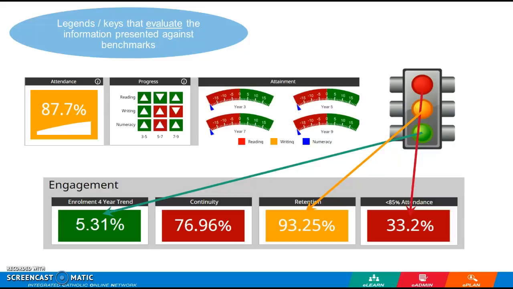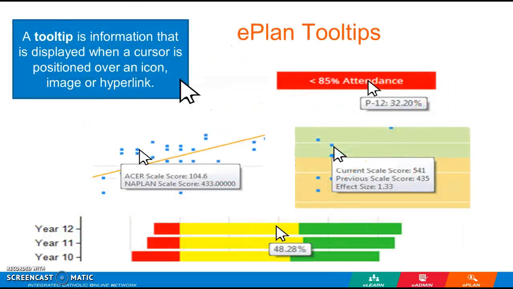They have been set by the CECB based on the best available evidence, but should always be interpreted within context and with discernment. ePlan tooltips are also available on many outputs. When the cursor hovers over an image, more information is displayed.